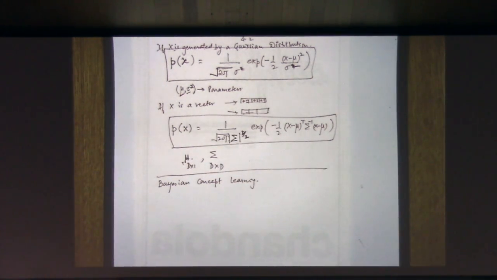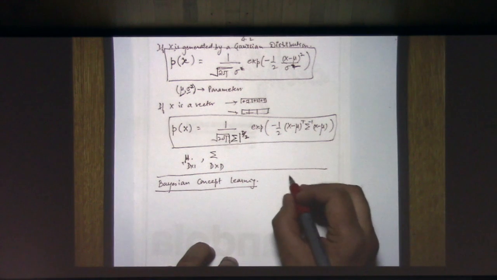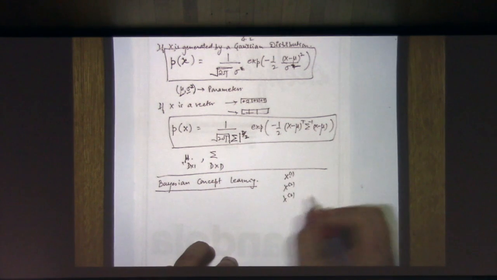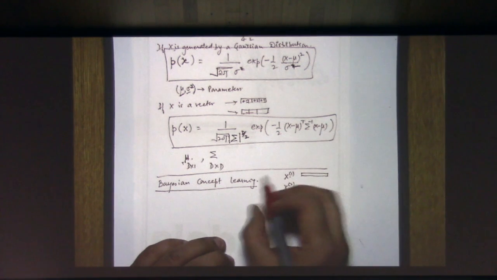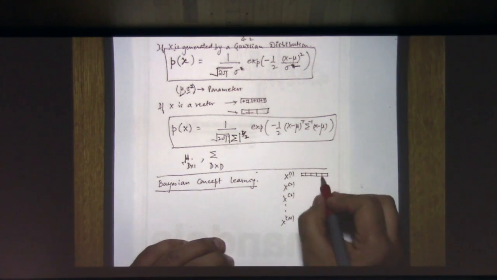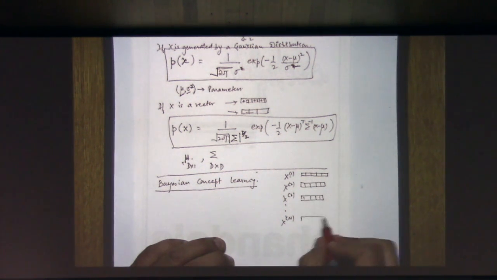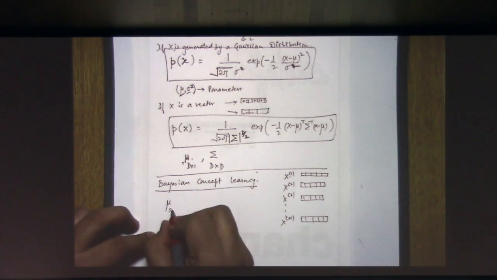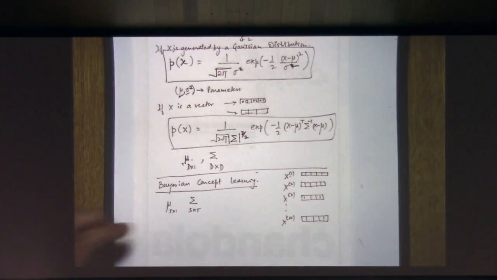Now we are going to look at how to do Bayesian concept learning, which means that I'm giving you some x's, some vectors x1, x2, x3, up to xn. And d is fixed, of course. So let's say d is 5, then these will all be 5-dimensional vectors. And now you have to find the mu, which will be a 5 cross 1 vector, and a sigma, which is a 5 cross 5 matrix. So how do we do that?